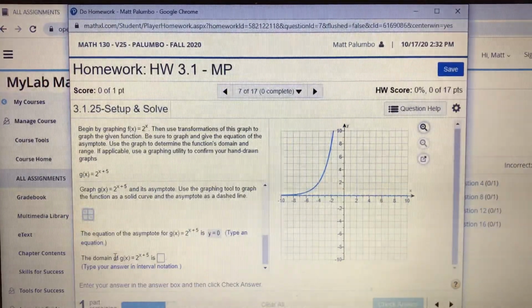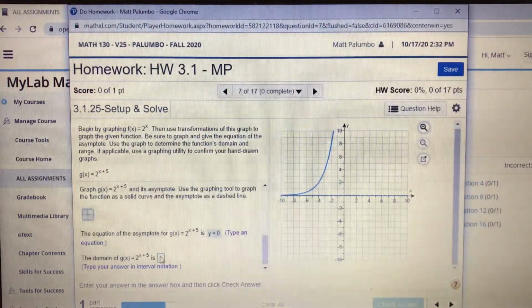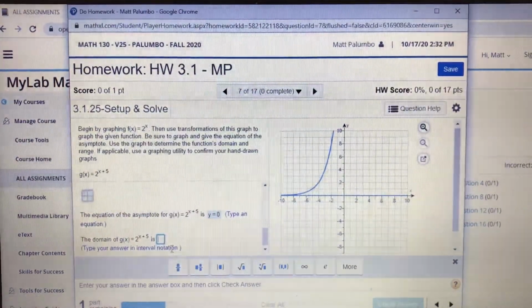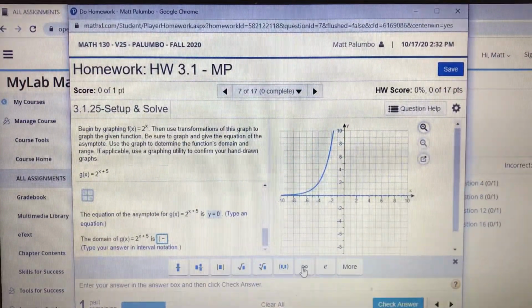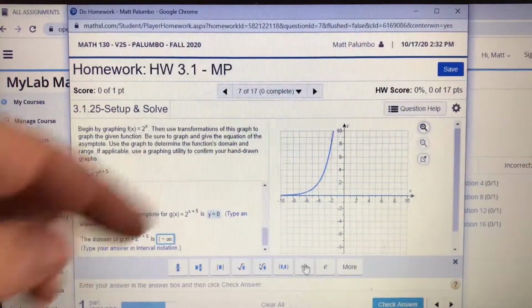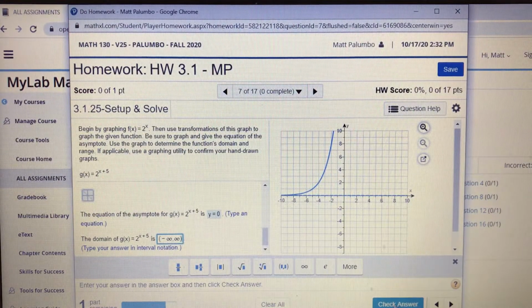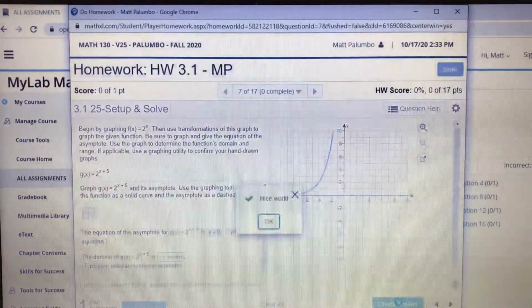The domain. So look at this graph. How far to the left and right does this graph go? Does it stop? No, it keeps going forever and ever. It's never going to stop going to the right or to the left. So type your answer in interval notation. It's going to be negative infinity, comma, positive infinity, close parentheses. I have to click my infinity down here. And that's how you say all real numbers, negative infinity to positive infinity. Good job. Nice work.